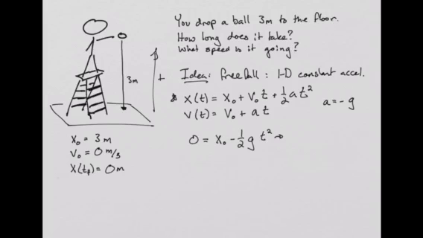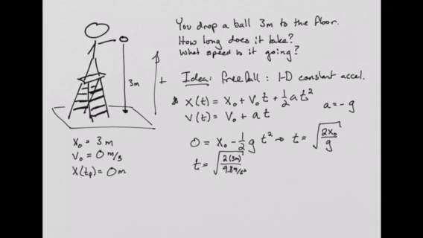Solve for t. We get that t squared is going to be equal to 2x naught divided by g. You're going to take the square root, and that's going to be t. We actually plug in values for this, so t is going to be the square root of 2 times 3 meters divided by 9.8 meters per second squared. Whenever you plug this into your calculator, you get that t is 0.78 seconds.